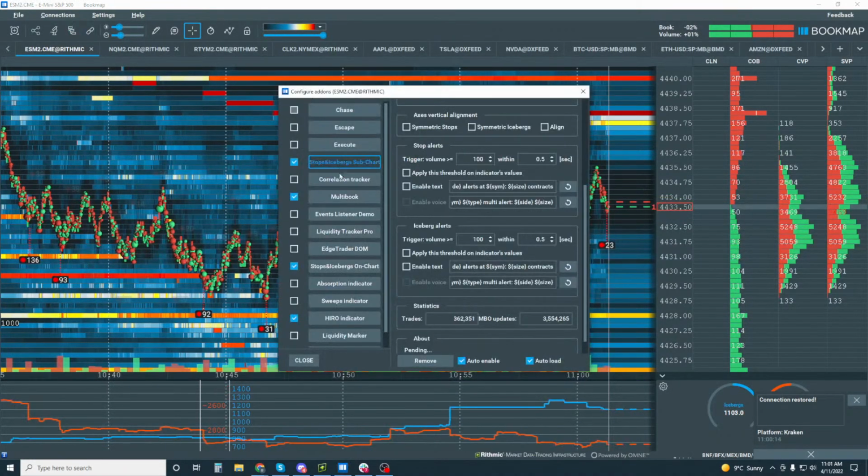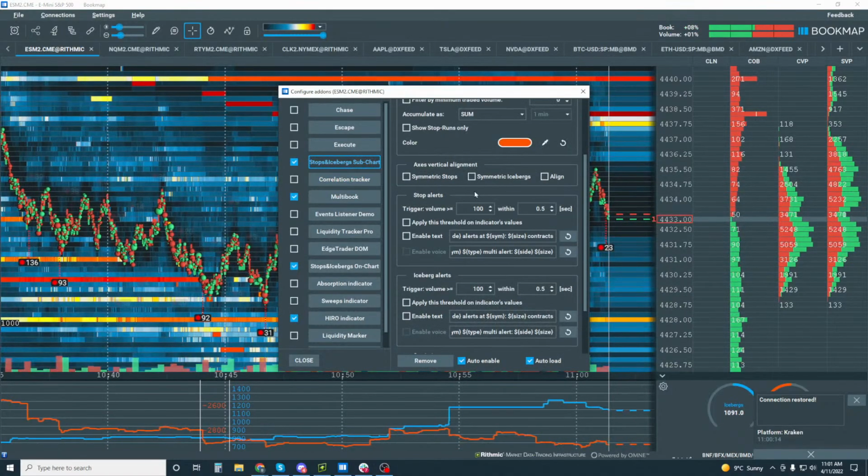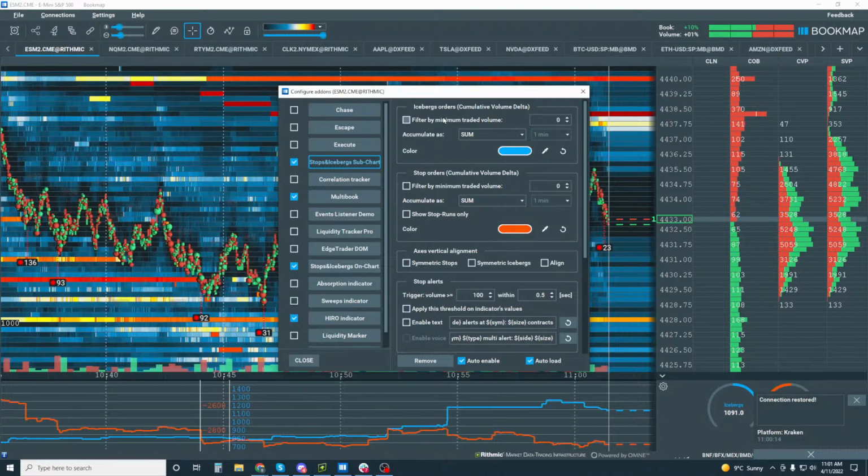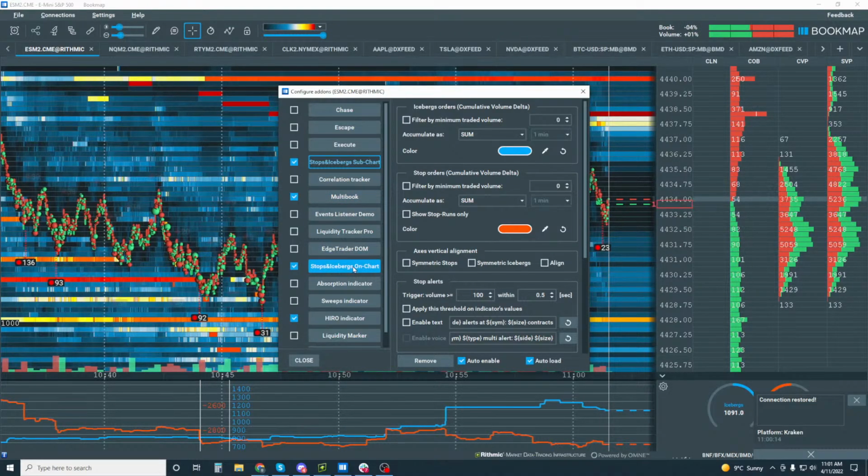Okay, let's get our icebergs on here as well. Stops and icebergs on chart. That's sub chart. On chart.